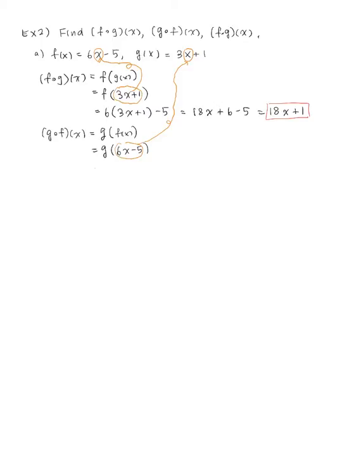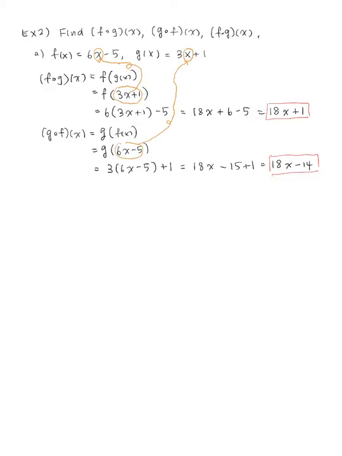So what do we get? We're going to have 3 times 6x minus 5 and then plus 1. Let's keep simplifying this. The harder part is done, now all you have to do is simplify. We get 18x minus 15 plus 1, so it looks like 18x minus 14. How are you guys doing? Hopefully you're getting the hang of it.